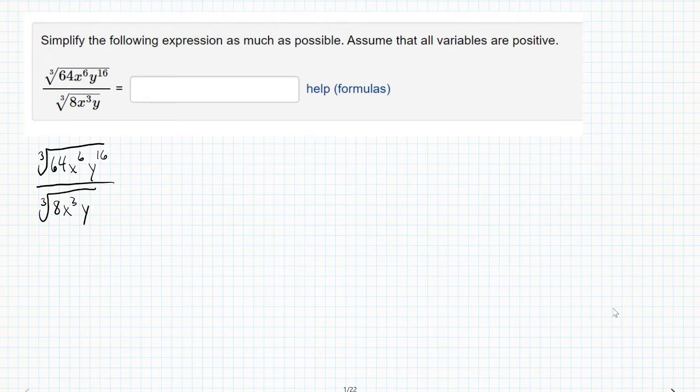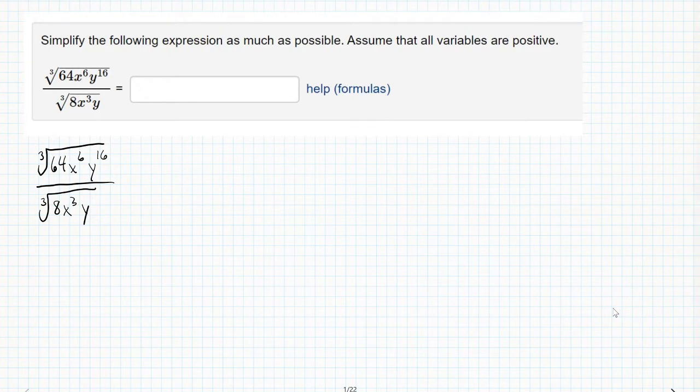So without further ado, we'll get started. Simplify the following expression as much as possible. Assume that all variables are positive, and we have the cube root of 64x to the 6th times y to the 16th, divided by the cube root of 8x cubed times y in the denominator.